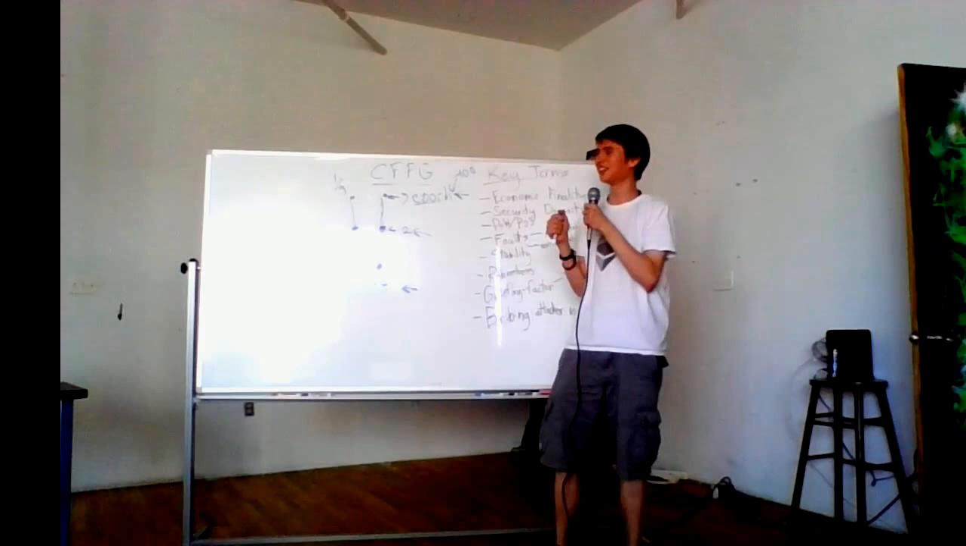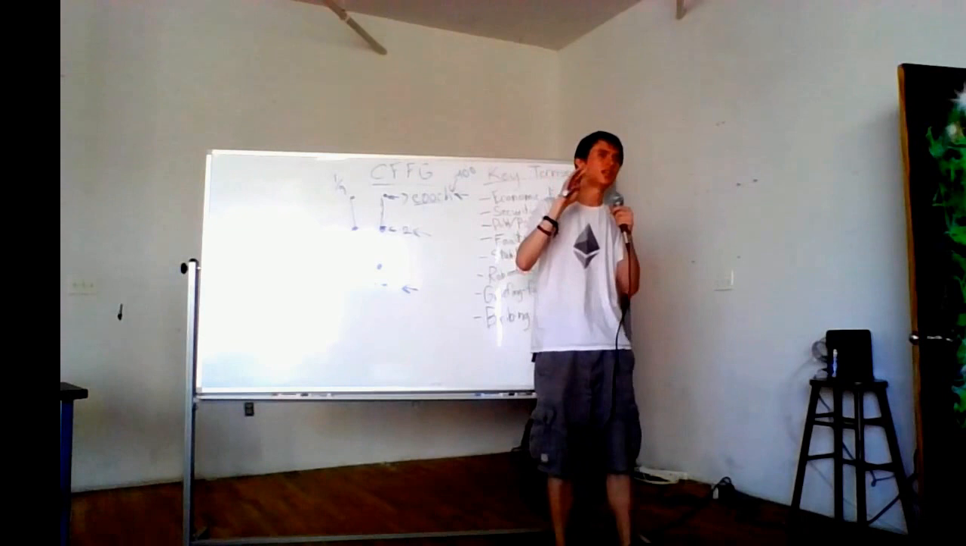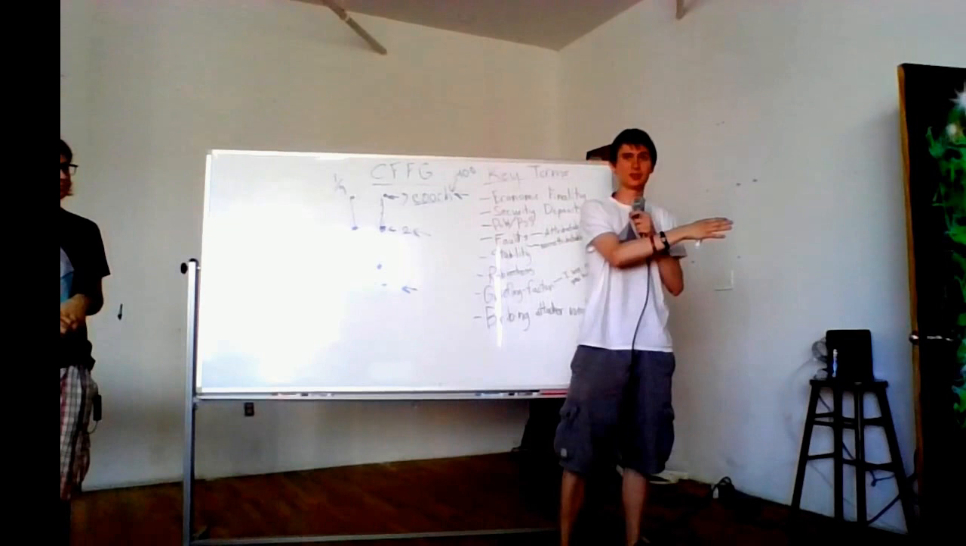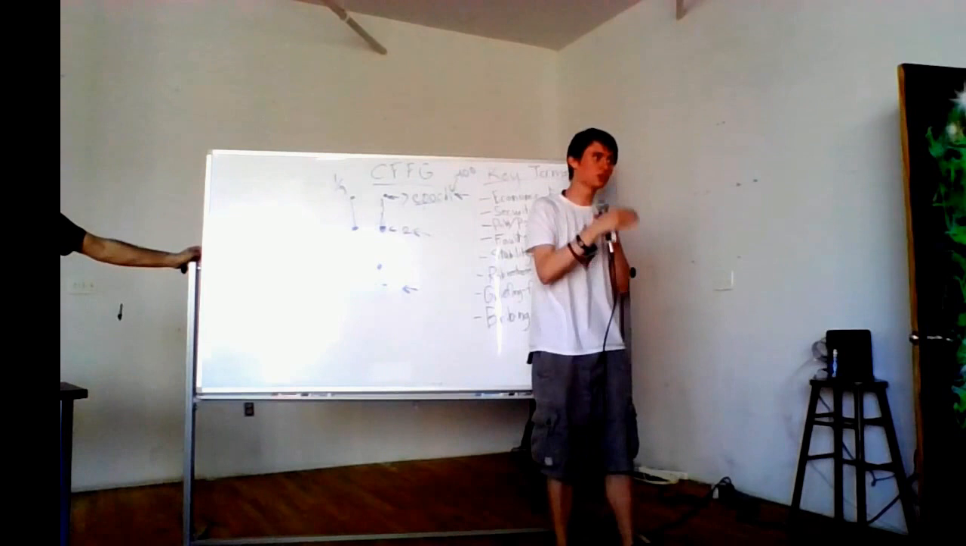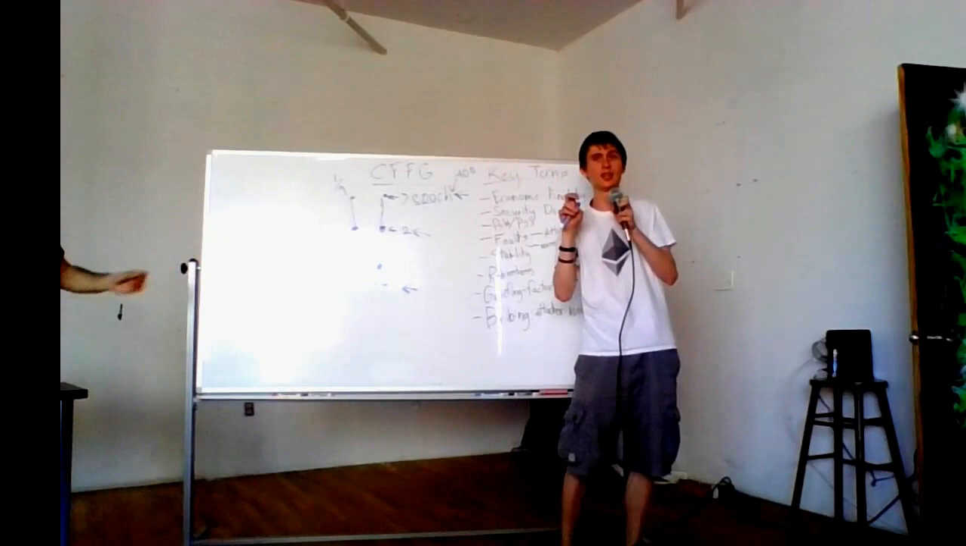Yes, that's a very good question. Essentially, the question was, what is the difference between Casper with economic finality and proof of work? First off, proof of work does not have finality at all. It doesn't have any economic finality or finality, period. That's because there's always the opportunity to create a longer chain than what is currently perceived as the canonical chain, and then that longer chain is going to be chosen over the shorter chain.